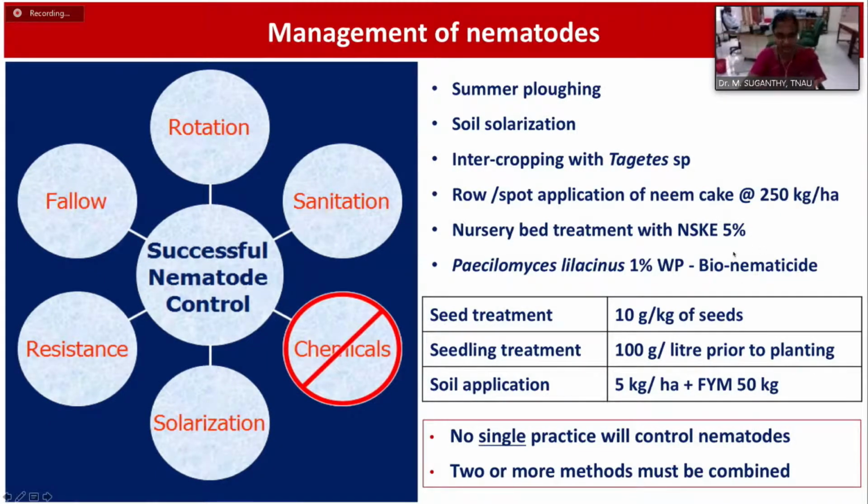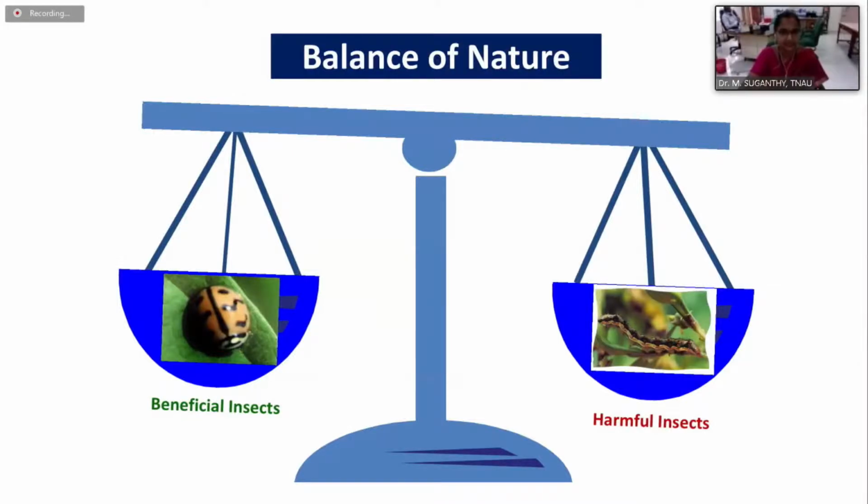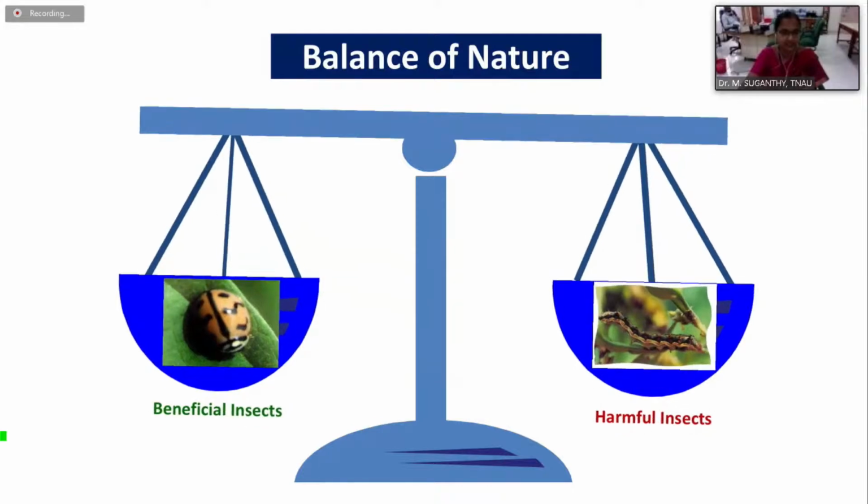And as a last, very important point in nematode management is the use of this fungus, Paecilomyces lilacinus, as a bionematicide. It can be used for seed treatment, seedling treatment, as well as for soil application. So there should be a balance of nature. Under organic farming, since we are not using any chemical pesticides, the balance between the natural enemies and harmful insects is maintained.